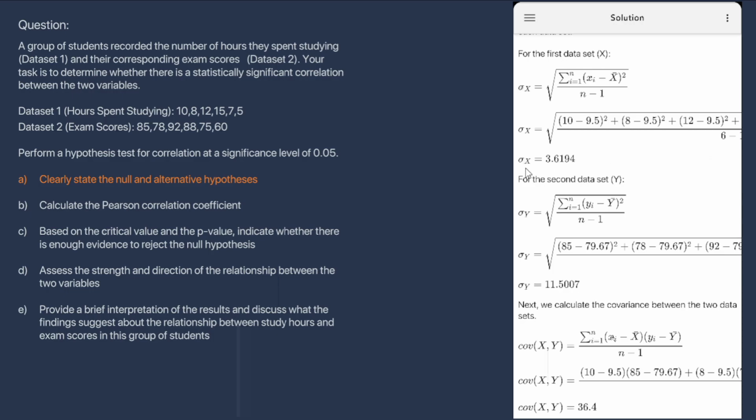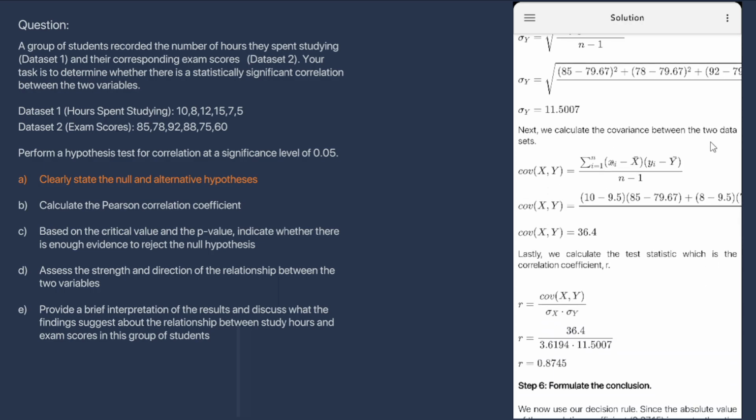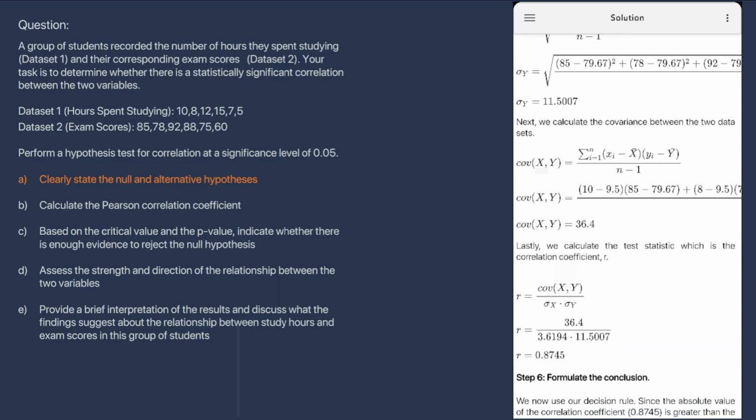So for the standard deviation for sample X, for data set number 1, we have 3.6194. For sample Y, we have 11.5007. Next, we calculate the covariance between the two data sets.